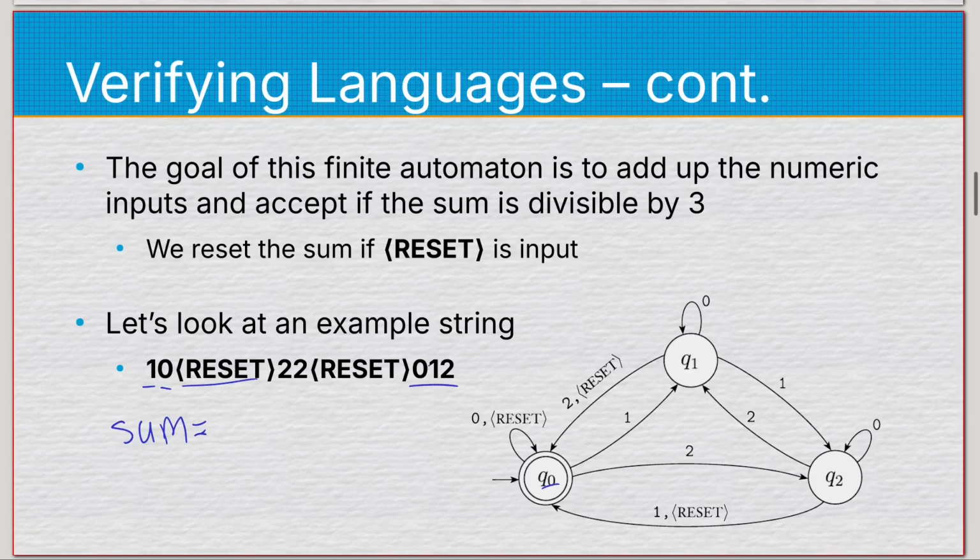And if we do 0, 1, 2, 0 plus 1 plus 2 would be 3. 3 is divisible. Let's check this. So 0 loops, 1 transitions, and then 2 goes back to Q0. So yeah, it looks like this is actually just quantifying modulus 3 on the sum of the inputs with a reset signal, just to, I guess, make things a bit more interesting.